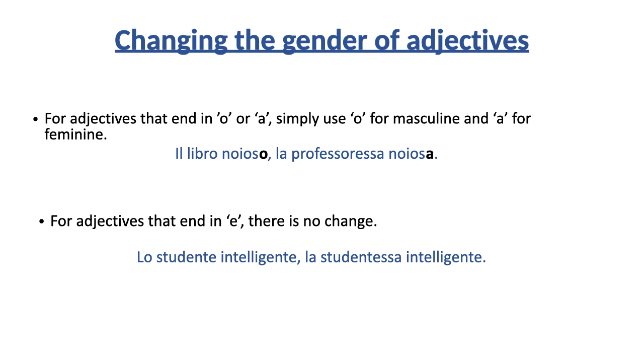So, again, two very important rules. One, they come after the noun, and two, they must have the same gender as the noun that they are describing. So if the adjective ends in O and you want to change it for the feminine version, you change that O for an A. If the adjective ends in E, there is no change.